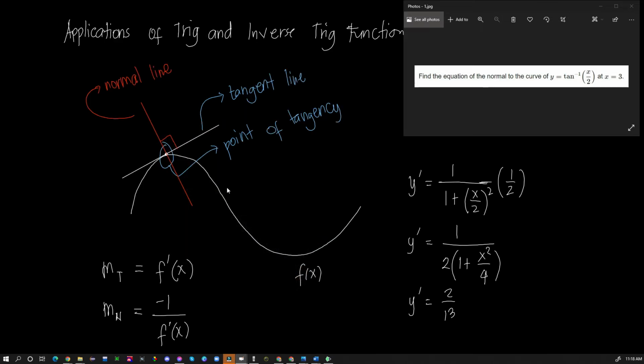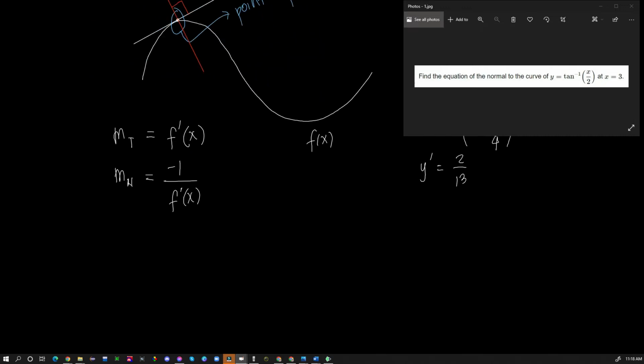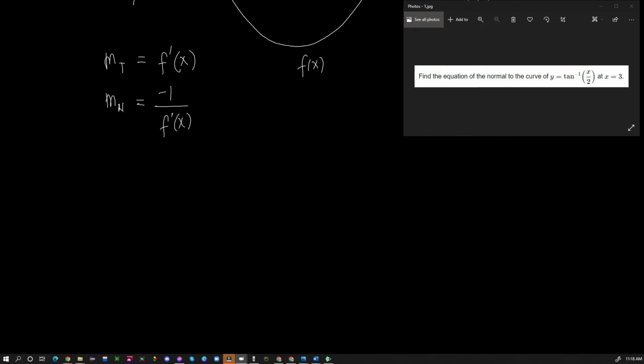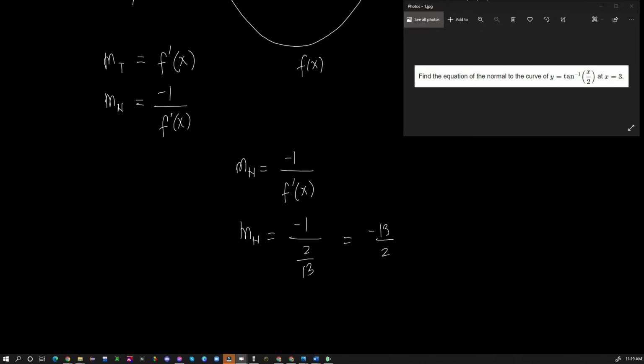Okay, balik ta diri. So, since ang ato amang concern is ang slope sa normal, so we have m sub n, slope of the normal is equal to -1 over f prime of x. Okay, since naa naman tayo y prime or the f prime of x nga 2 over 13, so naa tayo m sub n is equal to -1 over 2 over 13. Or basically, this is just equal to -13 over 2.